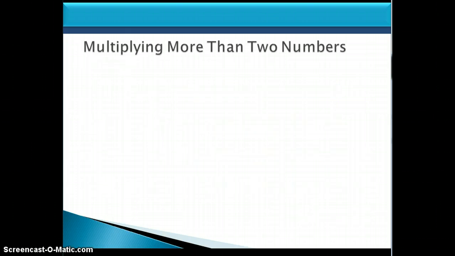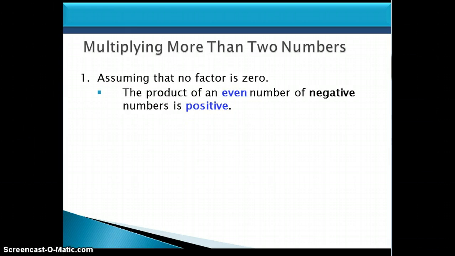What if we're multiplying more than two numbers together? Well, assuming that no factor is 0, the product of an even number of negative numbers is going to be positive. If you think about this, it should make sense. If you have an even number of negative numbers, you can pair them up, two negative numbers together make a positive, and the next two multiplied together make another positive, and you won't have any left over that are not paired up with another negative, so you end up with a positive times a positive times a positive, which will give you a positive.